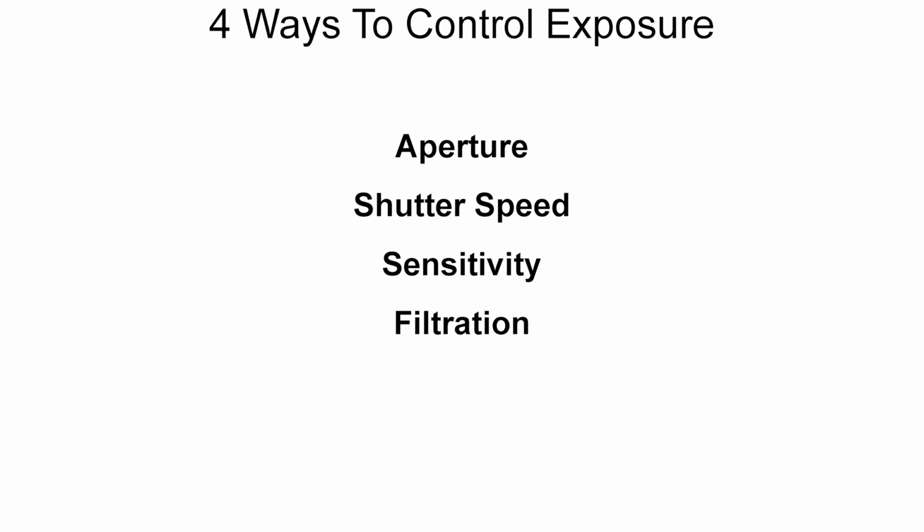We can always make it brighter or darker in post if we want it to look overexposed or underexposed, but we're going to start with a properly exposed image and manipulate it after that. Now, there are four ways that we can control exposure. So in this video, we're going to explore the first way, which is use of the aperture.